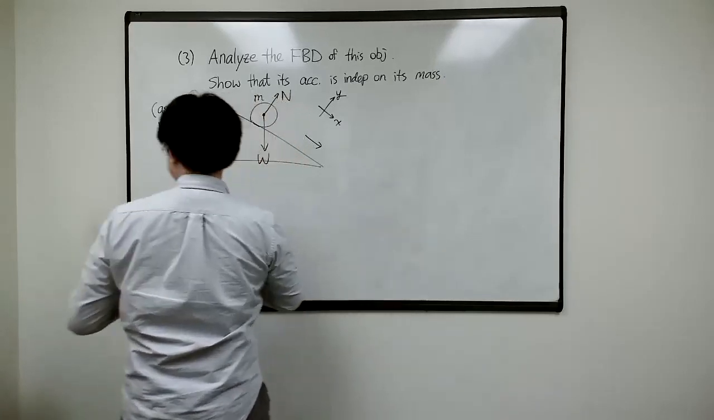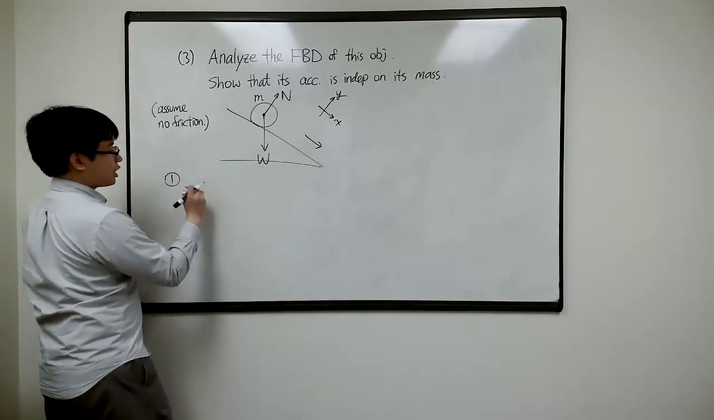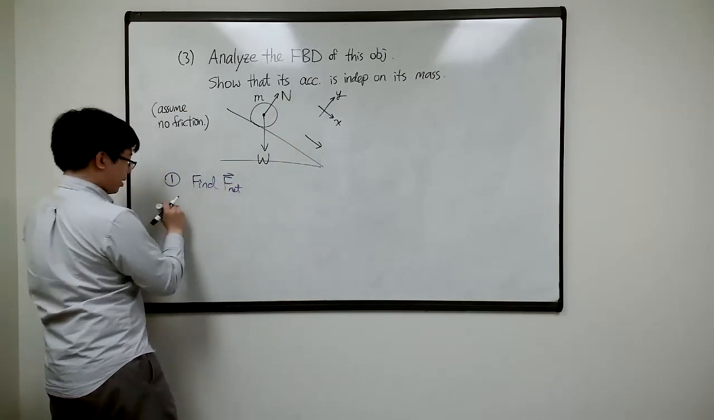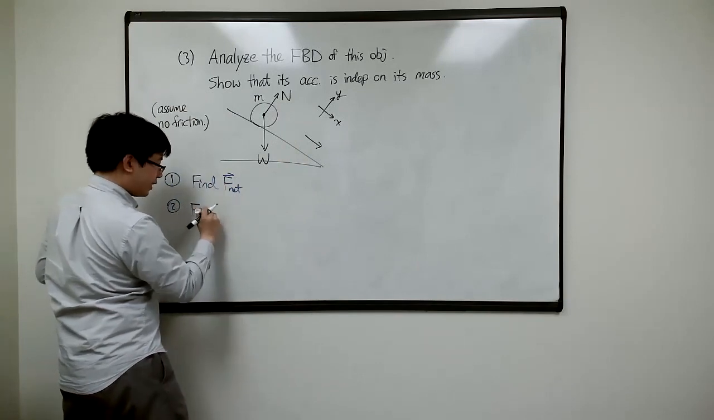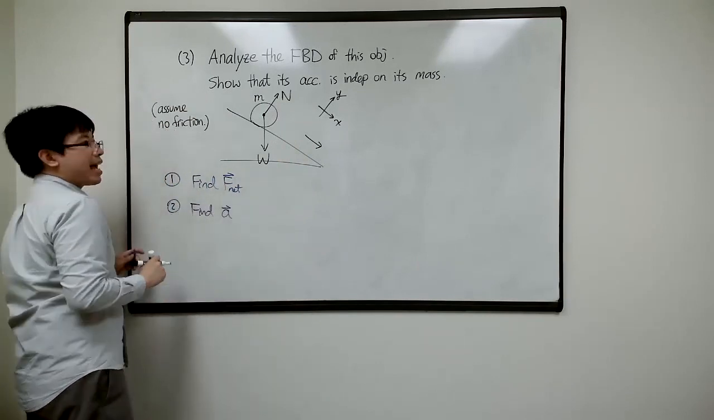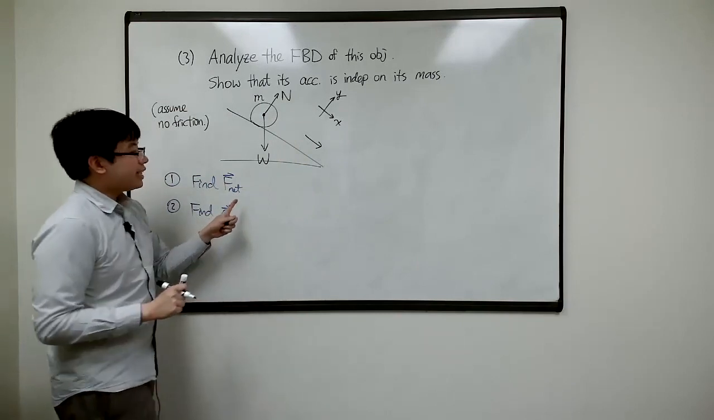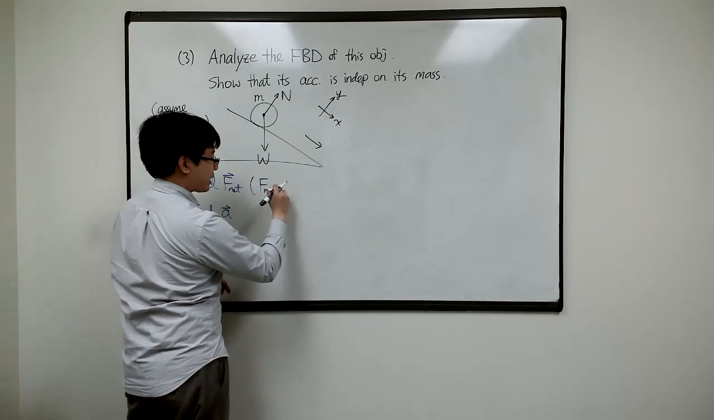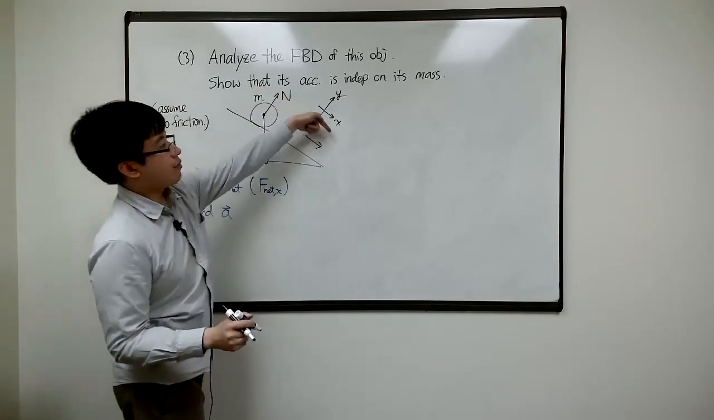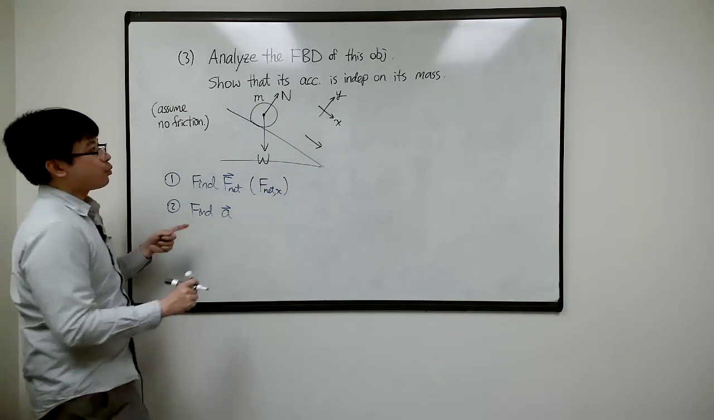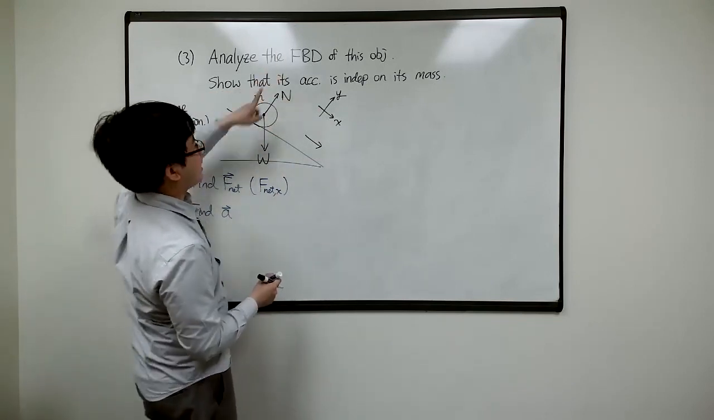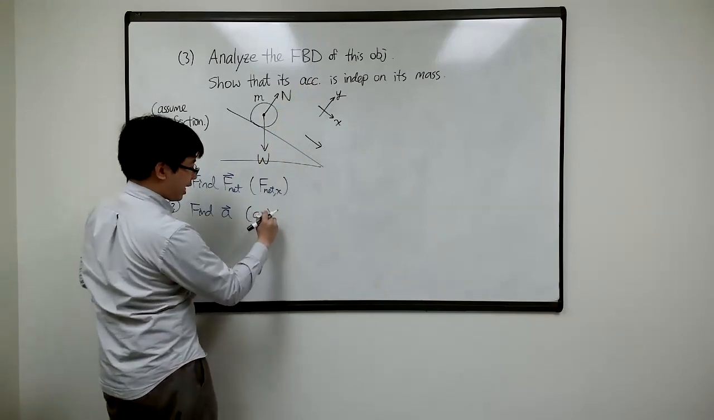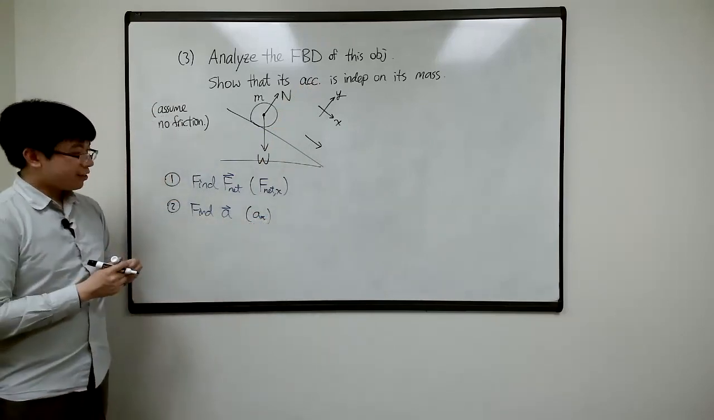So let's first find the net force. Our strategy is to first find F net and then find a. Although I will find F net, really I just care about the x component of F net, this way, because I know it will only accelerate this way. It's not accelerating in the y direction, as I defined y. So essentially, I'm really just caring about the x component of this.